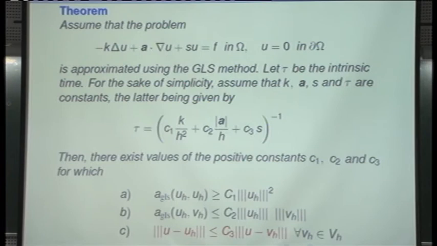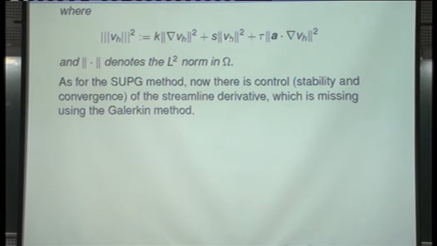Okay, so now we have a result that is exactly the same as for the SUPG method. It turns out that if you design tau exactly as for the SUPG method, you get exactly the same result. So that means the bilinear form of the method is coercive, it is continuous, and you have optimal stability in a norm that, again, is the same as for the SUPG method. We have the norm that would come from the Galerkin method plus control on the streamline derivative.